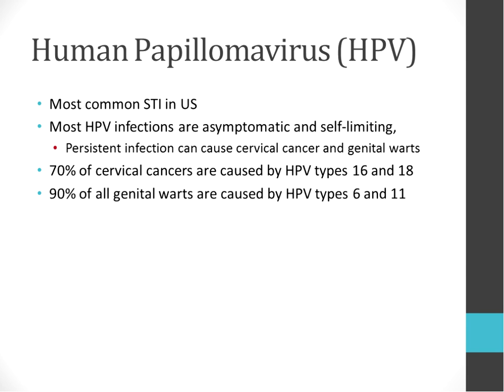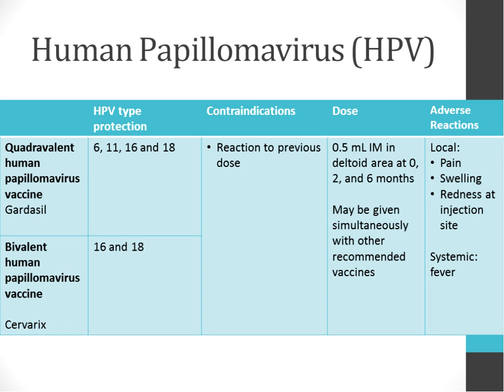HPV or human papillomavirus, most common STI in the U.S. And there are most common causes of cervical cancer by type 16 and 18, and genital warts most commonly caused by type 6 and 11. So those are the ones that we have vaccines for. There's a quadrivalent of Gardasil, and that covers for all 4 of the types that I just mentioned. And then there's Cervarix, which only covers for 16 and 18, those ones for cervical cancer.